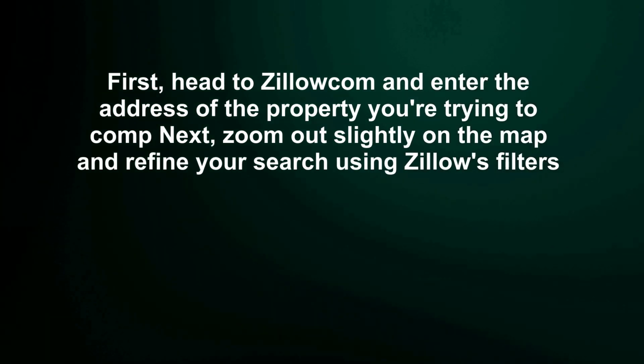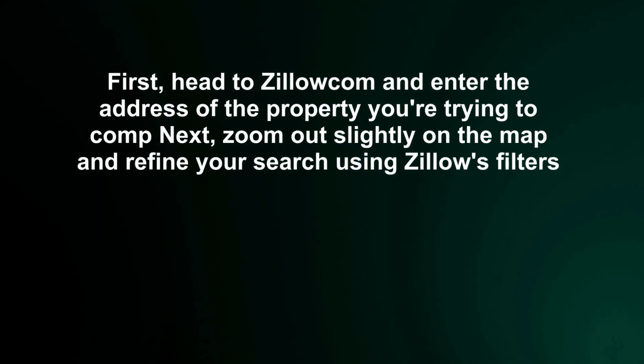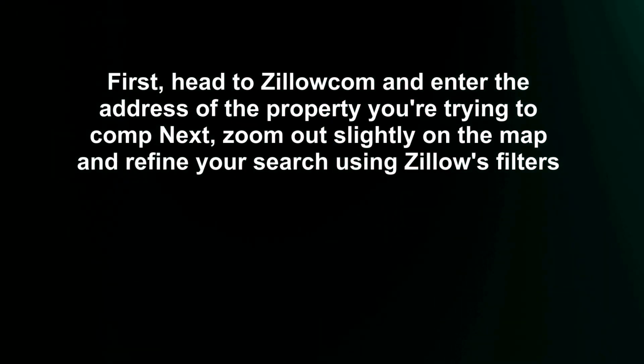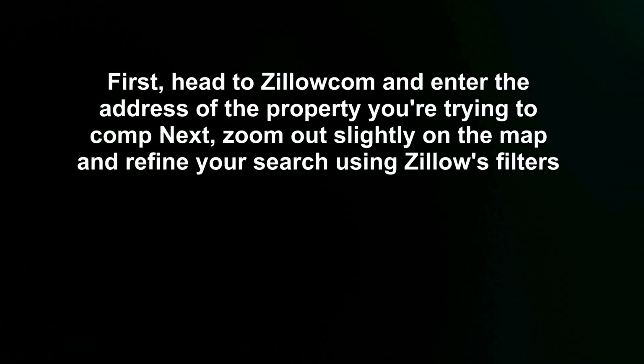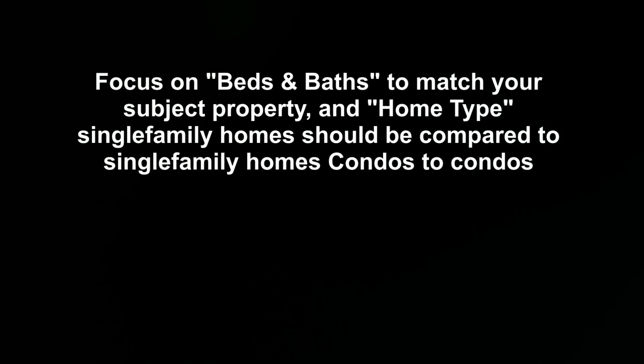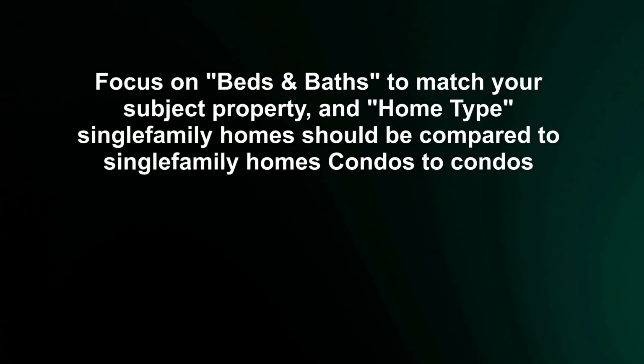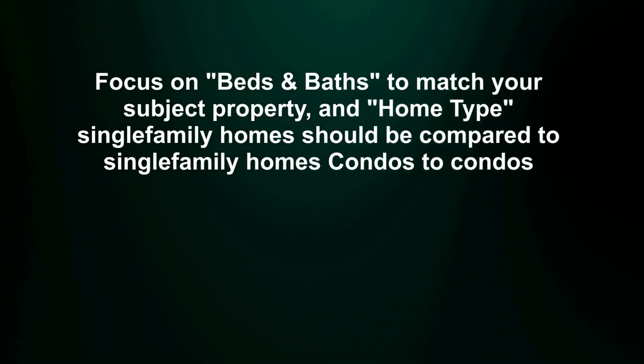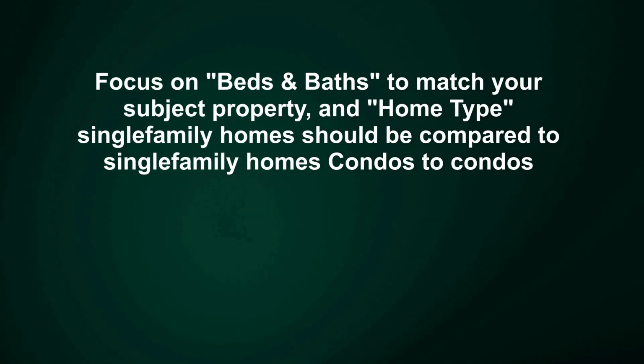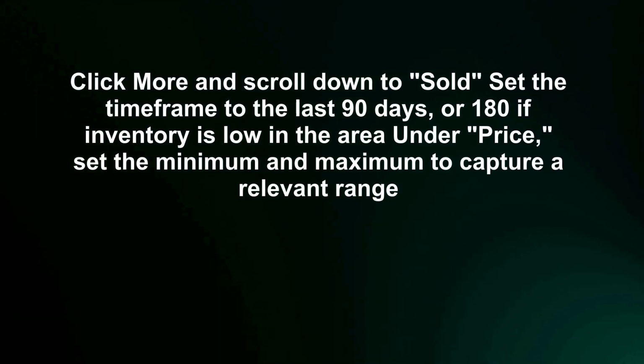First, head to Zillow.com and enter the address of the property you're trying to comp. Next, zoom out slightly on the map and refine your search using Zillow's filters. Focus on beds and baths to match your subject property, and home type. Single-family homes should be compared to single-family homes. Condos to condos. Click more and scroll down to sold.